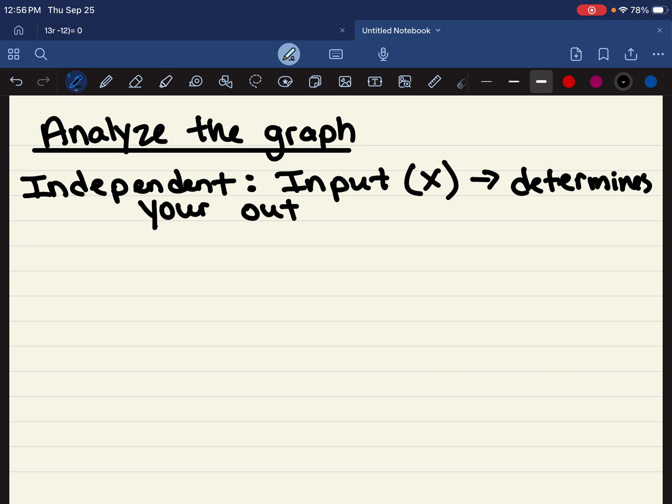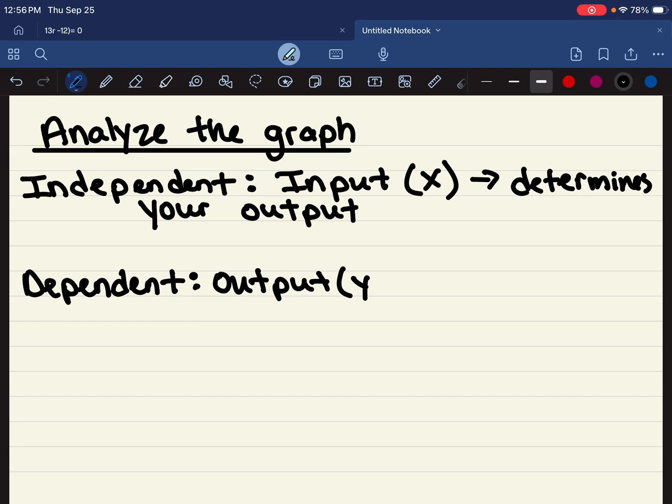Independent, which is always our x value, that's important for us to know when we look at a graph, determines the output. Okay? Dependent, if independent is your input, what would dependent be? Output, which is what variable? The y. Good. And this depends on the input.